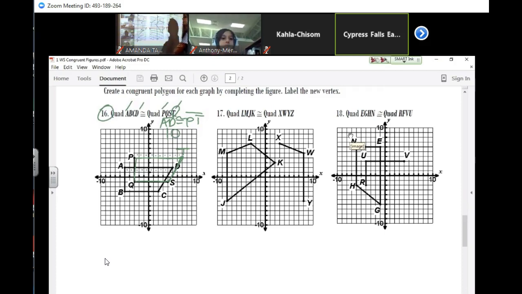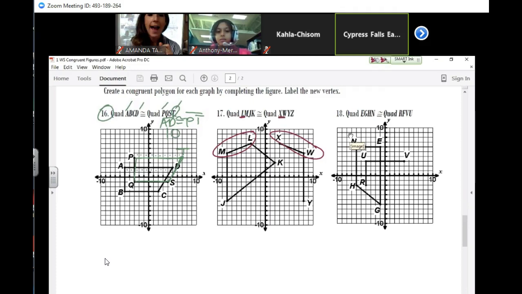LMJK is congruent to XWYZ. This one has been at least flipped. Let's see, do these go together? ML and XW. ML, oh good. So if you notice, all that happened was this one got flipped. This one got reflected. So that's going to make our job a little bit easier.